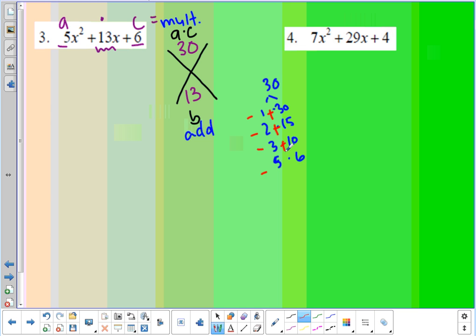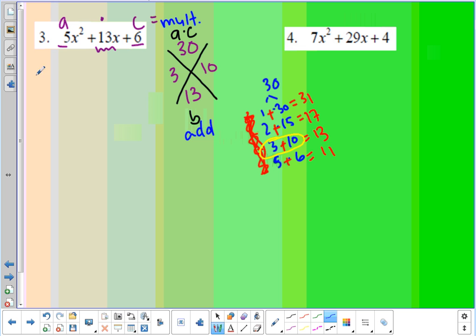So what I need to do is figure out which one of these pairs of numbers add to give me 13. Well, this one adds to give me 31. This one adds to give me, I didn't mean to make these look like negatives. Hope that wasn't confusing you. Those are not negatives. 2 plus 15 gives me 17. 3 plus 10 gives me 13. 5 plus 6 gives me 11. So the numbers that add together to give me 13 and multiply to give me 30 is 3 times 10.